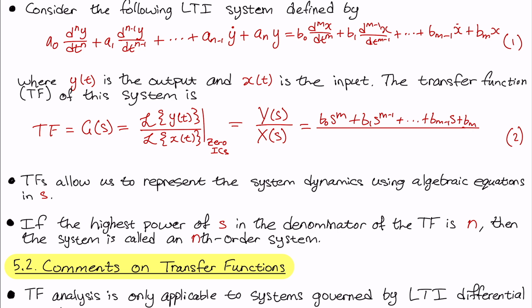And then likewise in the denominator, we're going to get a polynomial in s with all of the a coefficients. So a0 s^n plus a1 s^(n-1) plus ... plus a(n-1) s plus an.